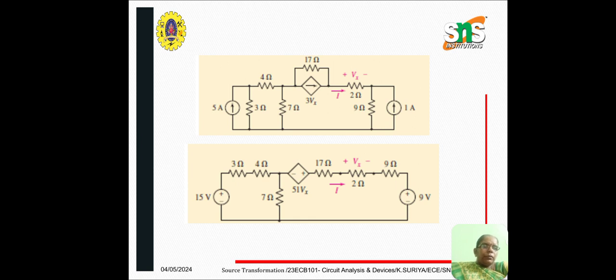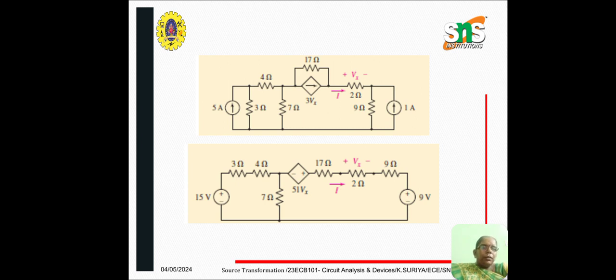Next, in the middle you have a current source. That also you can convert. So 17 into 3 is 51, so 51 Vx in series with 17 ohms. And in the right end you have a current source. You are converting it into a voltage source. So V is equal to I into R, so 9 into 1, that is 9 volts in series with the resistance 9 ohms. So all the three current sources you are converting into voltage sources.